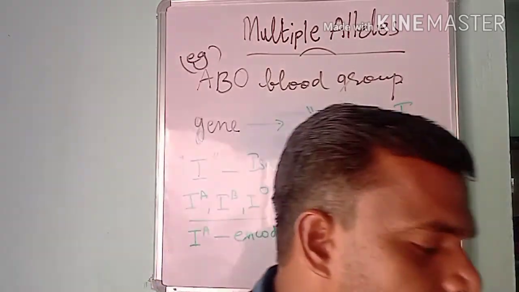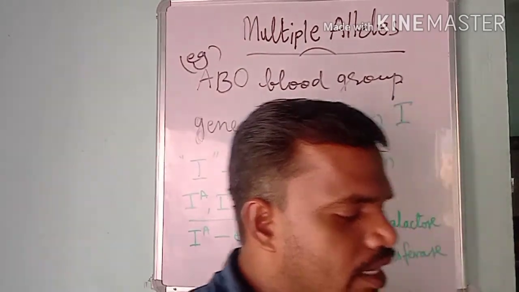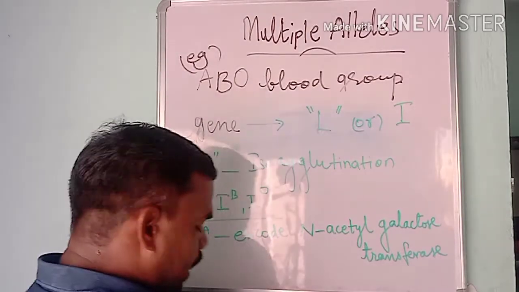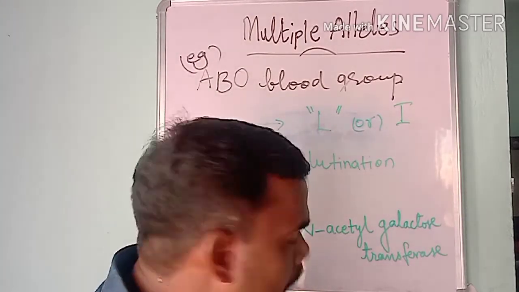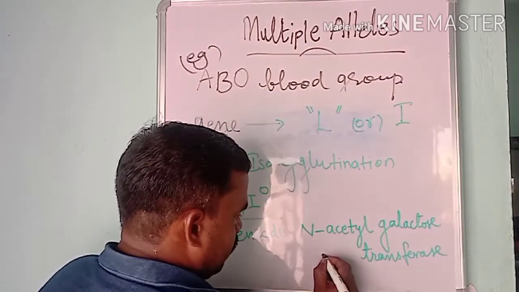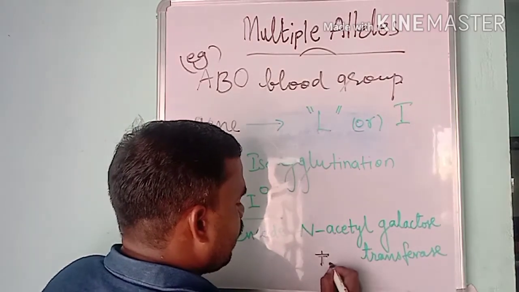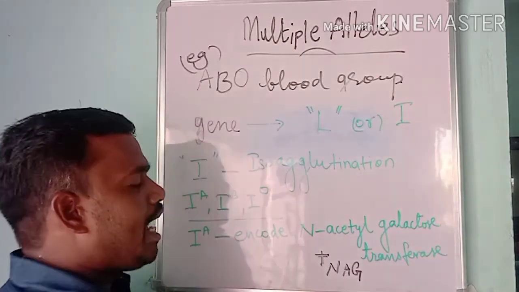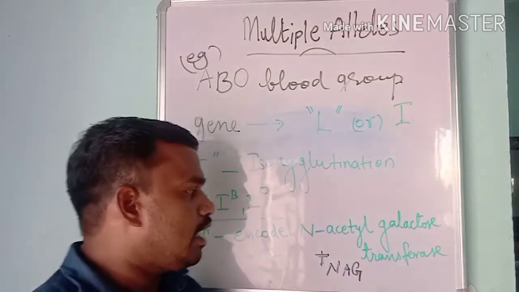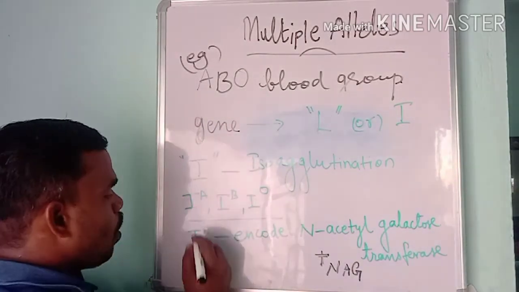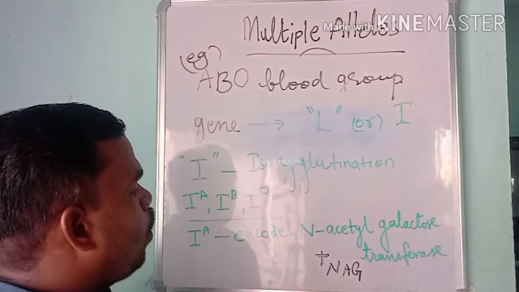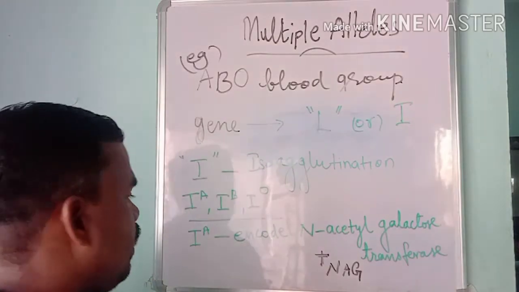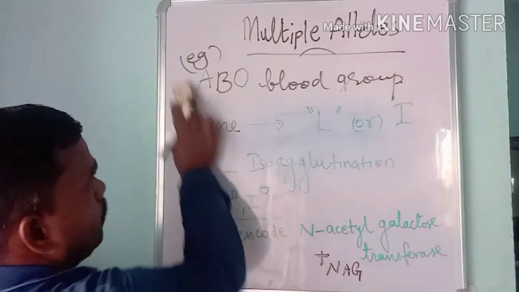Okay, so allele A encodes N-acetyl galactose transferase. It can add NAG. What is NAG? N-acetyl galactosamine. So the IA gene encodes N-acetyl galactose transferase.